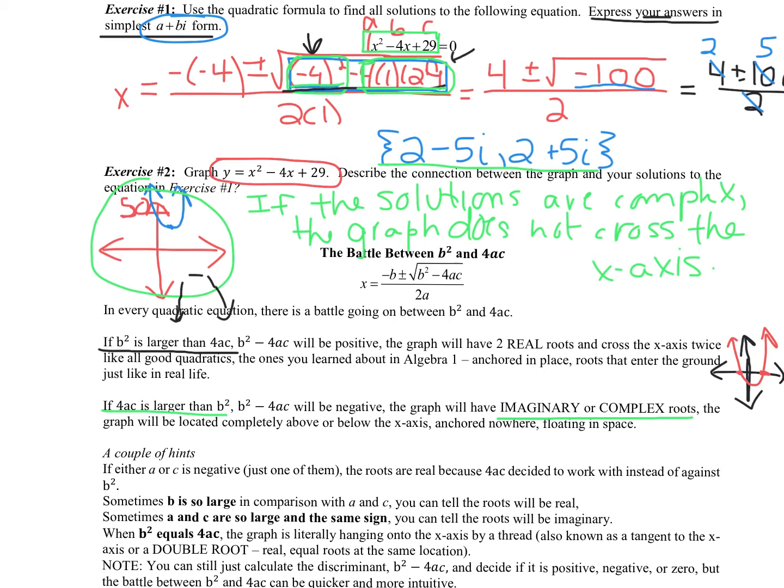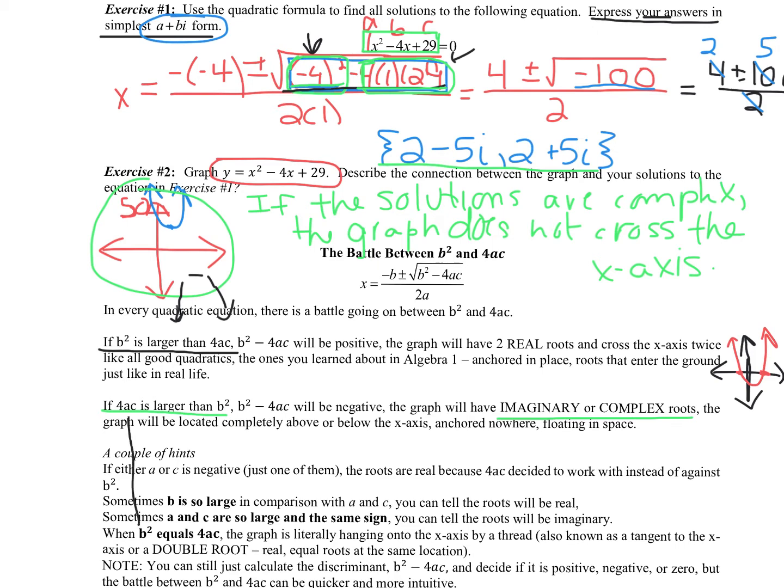So if you had a negative x squared graph, that could be completely below the x-axis, anchored nowhere, floating in space. Now, you can go through and every single time do the quadratic formula, or if you have a graphing calculator on hand like we do in the 21st century, you can always just look at the graph and see what it looks like. But imagine you don't have a graphing calculator with you, you live in the past when they didn't have graphing calculators. You can quickly look at quadratic equations to know whether or not they're going to cross the x-axis. So here's a couple of hints.